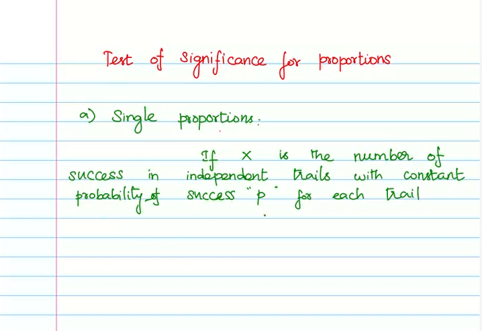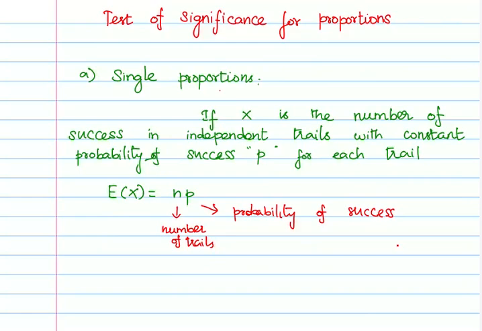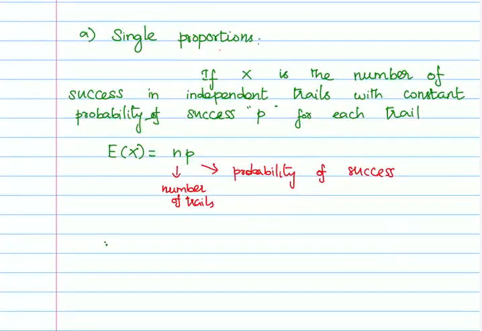We have the expression of x from the binomial distribution, n times p. Here n is the total number of trials, and p is the probability of success. Our variance of x is n times p times 1 minus p. This is my variance.